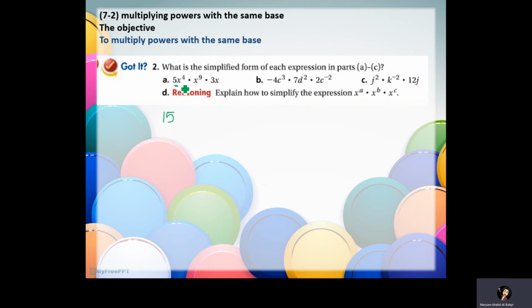Then I have x and x, they are all the same base. X, x, x. Between the multiplication, I have the same base. I'm going to add the powers. So 4 plus 9, it's what? 4 plus 9, it's 13. 13 plus 1, it's 14. So x to the power 14.